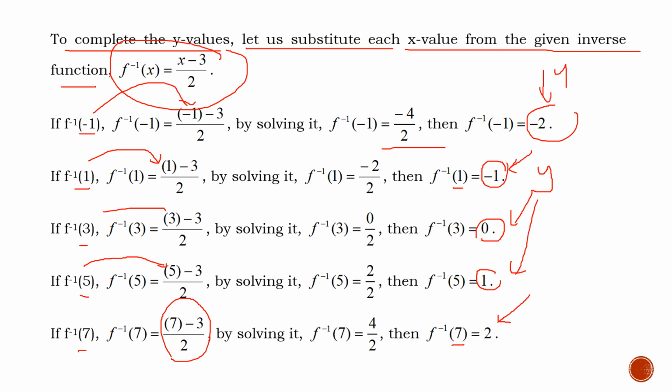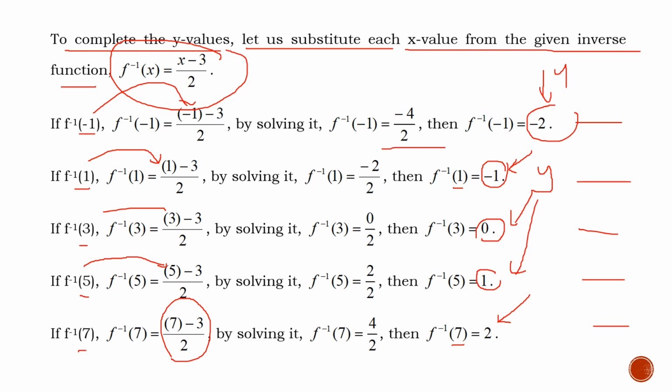It's the same scenario. That's why if you try to observe our computed values here, that will be your negative 2, negative 1, 0, 1, and 2. These are the values of your x or your domain in your original function. That's why even if we don't need to check, or we just simply swap the positions of your values, it is still the same with the values of your original function.